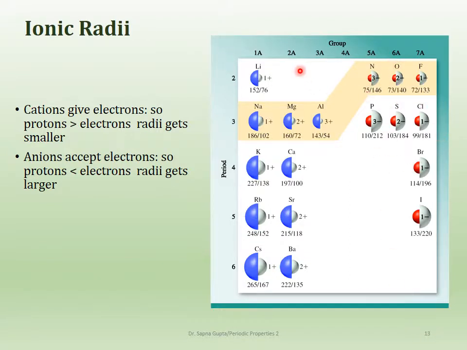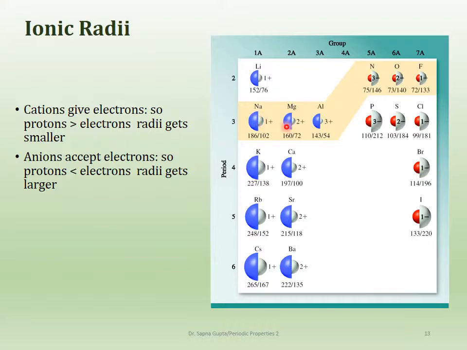So in case of the cations, since electrons have been given away, now the number of protons are more than the number of electrons. So the effective nuclear charge increases. If it increases, then the cations will tend to have a smaller radii than the original atom. Okay, so for example, lithium cation is going to be smaller than the lithium atom. Same thing happens for sodium. Sodium ion will be smaller than the sodium atom because now you have more protons than electrons.